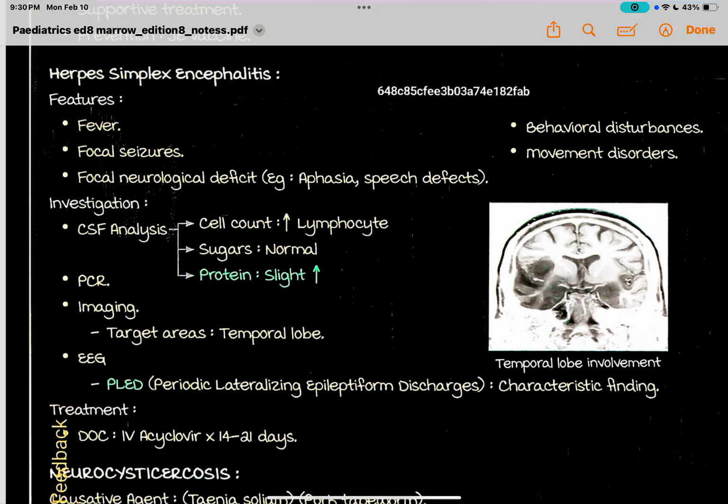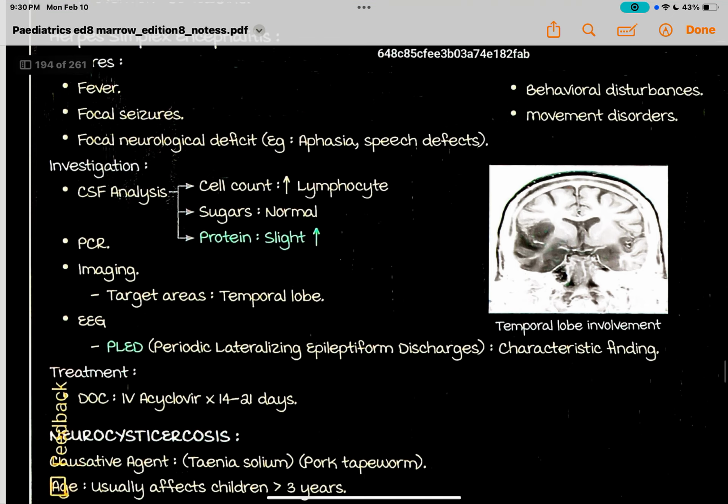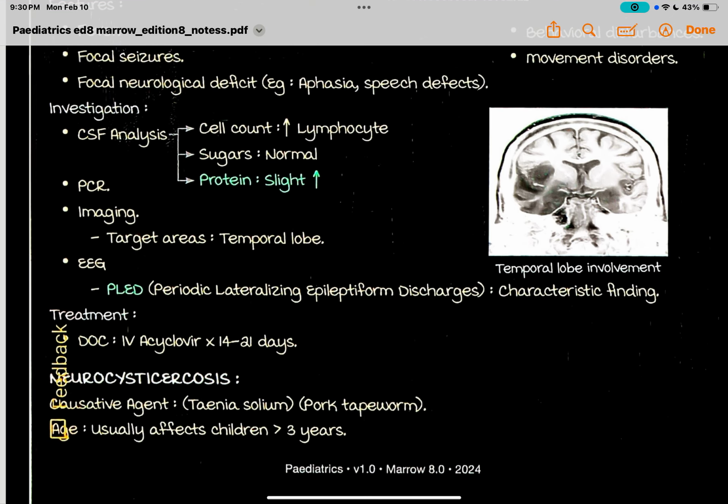EEG: PLED, periodic lateralizing epileptiform discharges, is a characteristic finding. Which condition is it a characteristic finding of? Herpes simplex encephalitis.